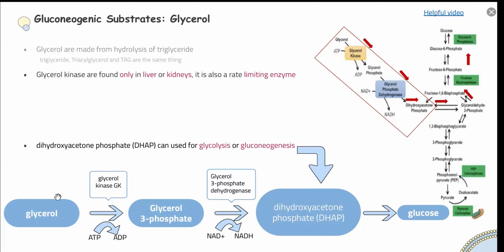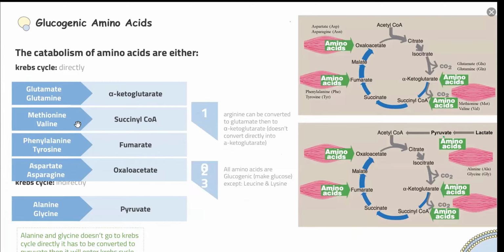The next thing we are going to look at is glucogenic amino acids as a substrate. The catabolism of amino acids goes through the Krebs cycle either directly or indirectly. For example, glutamate and glutamine can easily generate alpha ketoglutarate. Methionine and valine can generate succinyl-CoA. Phenylalanine and tyrosine can generate fumarate. Aspartate and asparagine can generate oxaloacetate. Fumarate can easily be converted to malate, and then the malate can be converted into oxaloacetate.